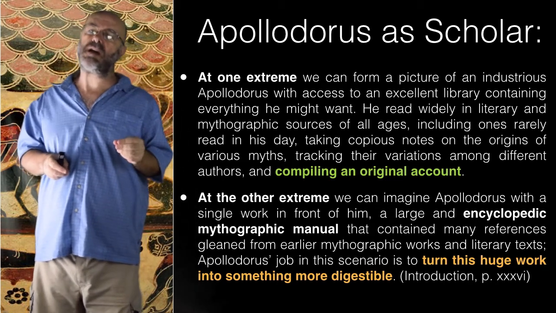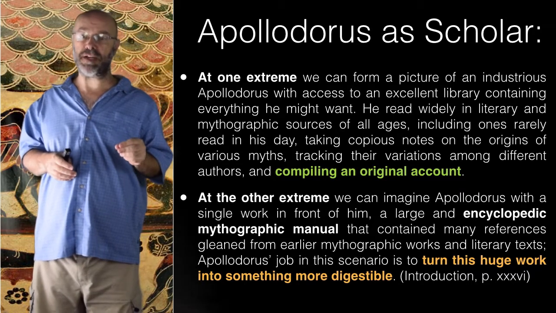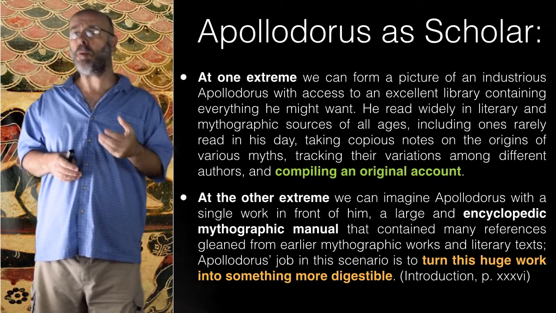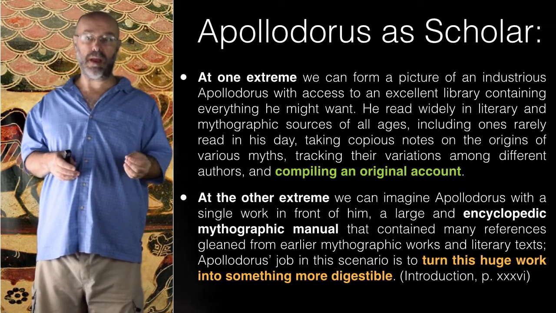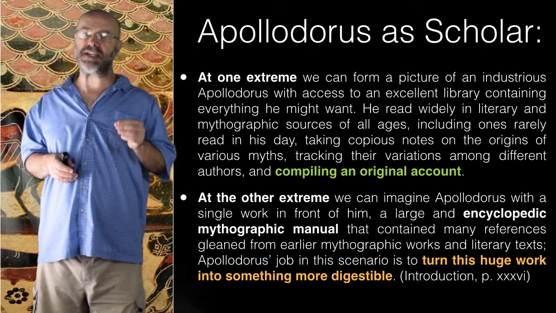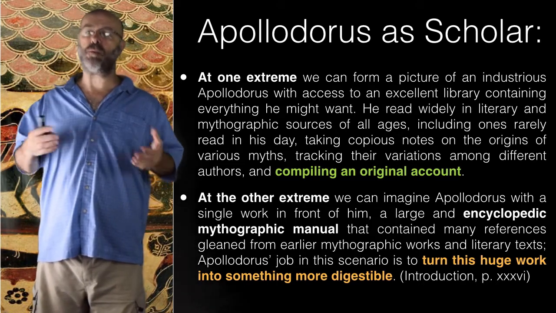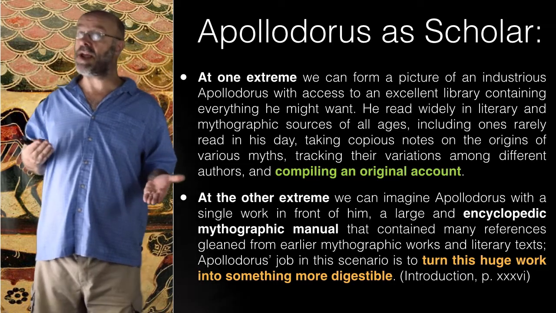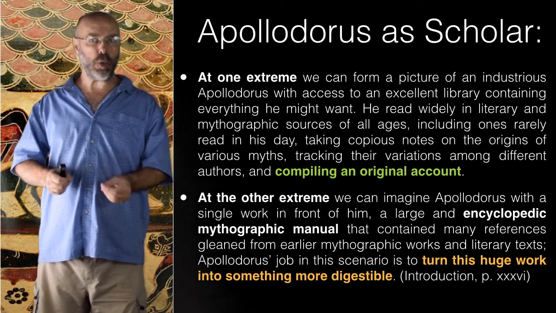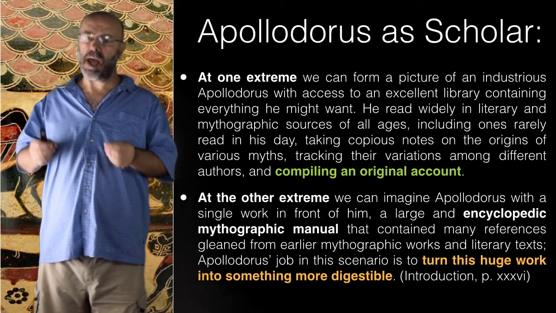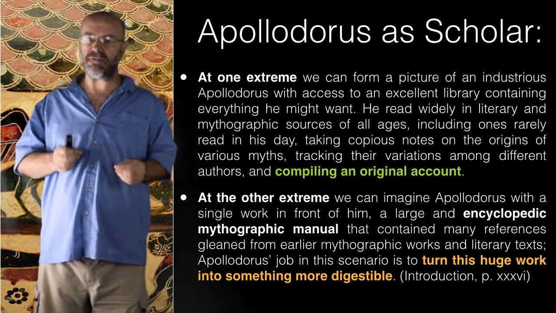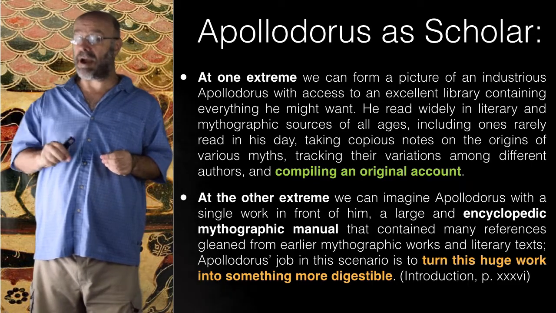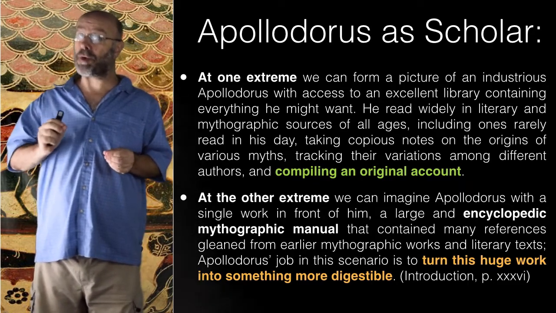All right. So the summary does contain some interesting discussion of exactly what kind of work we are dealing with when we read Apollodorus. At one extreme, our editors say, we can form a picture of an industrious Apollodorus with access to an excellent library containing everything he might want. He read widely in literary and mythographic sources of all ages, including ones rarely read in his day, taking copious notes on the origins of various myths, tracking their variations among different authors, and compiling an original account. You can summarize that paragraph as, perhaps Apollodorus was a great scholar.